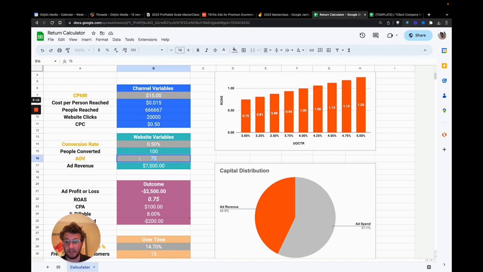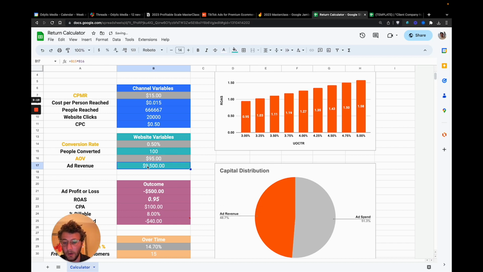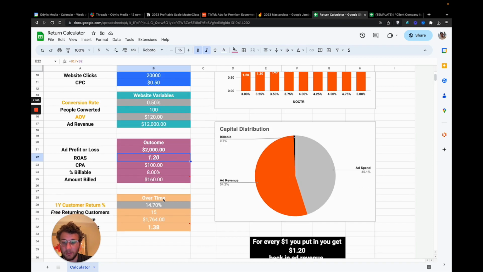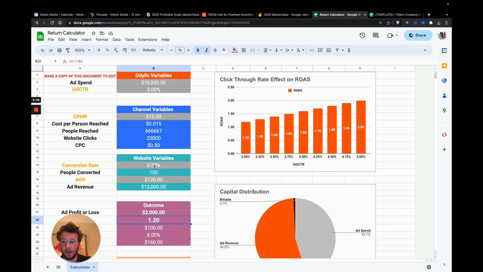And if we just took this 75 AOV and increased it by, say, $20, so 70, 80, 90, 95. Oh, but now we're at a 0.95 ROAS, so we're almost break even, right? And if we just increase it a little bit more, maybe 120, now we're a little bit better, we're at 1.2. So these are just all variables you have to keep in mind when you're looking at ads here in 2023. Again, this is old news, but these are all very important things.